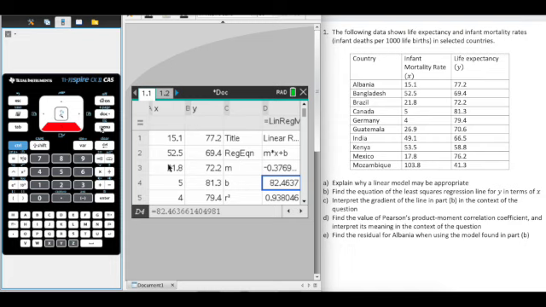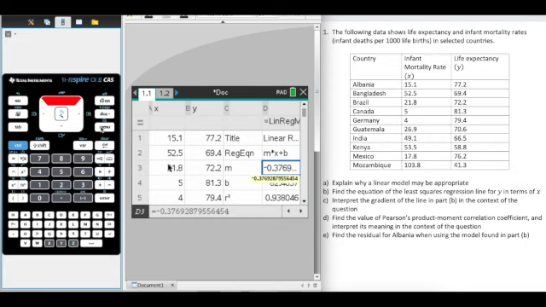Part C asks us to interpret the gradient of the line. So the gradient is negative 0.377. This means that as the infant mortality rate increases by 1, which would mean 1 more death per 1,000 births, the life expectancy decreases by 0.377. And it's a decrease because the gradient is negative.